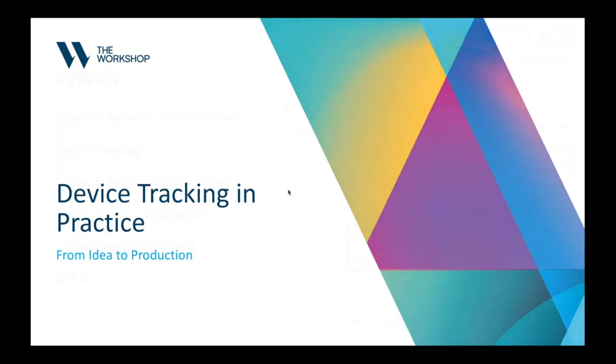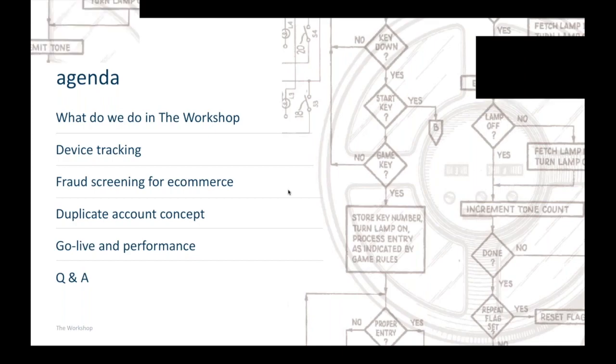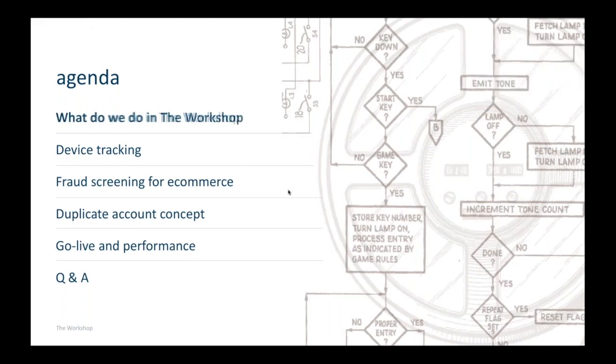Let's share the agenda first. So what we would like to do with you today is, first of all, we'll mention what exactly we do in the workshop, what is device tracking for us, what is fraud screening for e-commerce in general and in our context, duplicate account concept, what we found when we went live, and more information about performance. And at the end, we'll have some time dedicated for questions and answers. So let's kick it off.